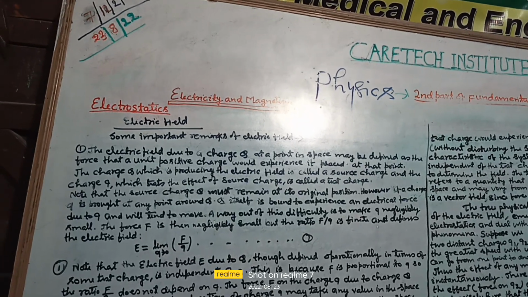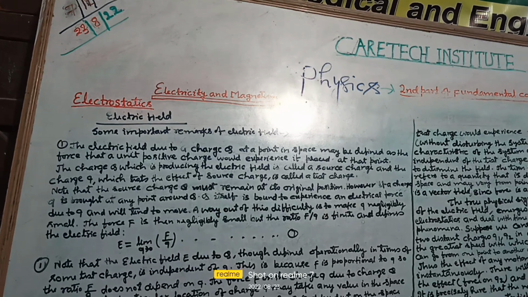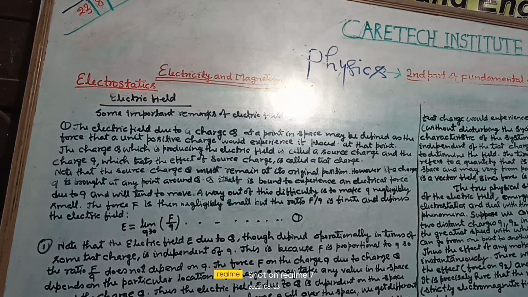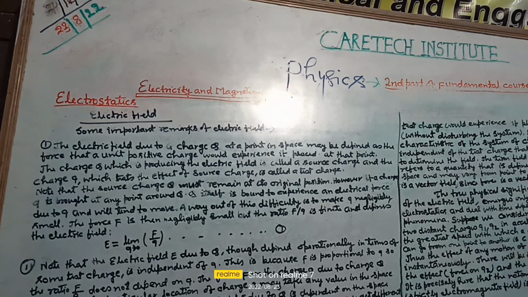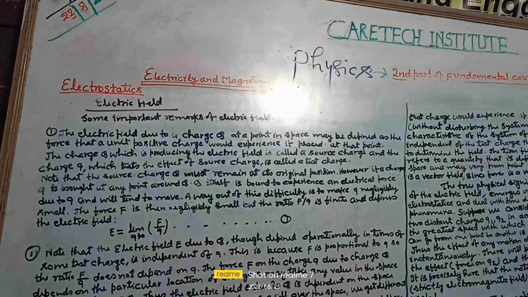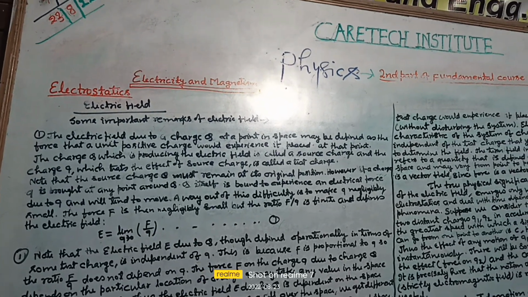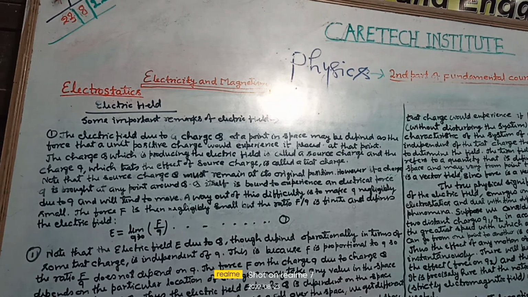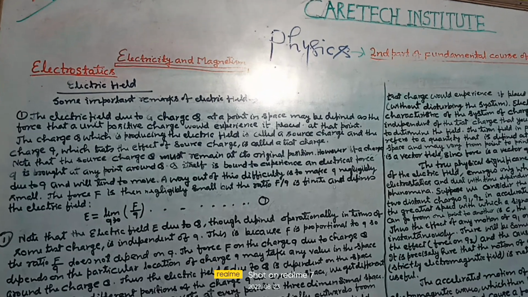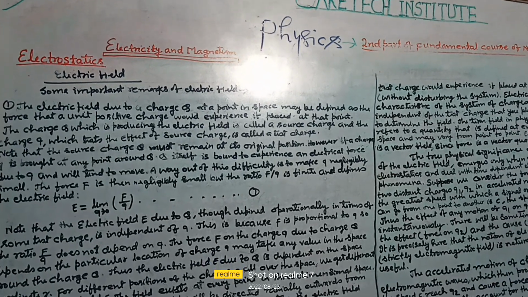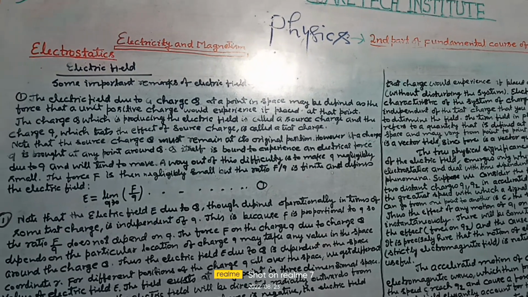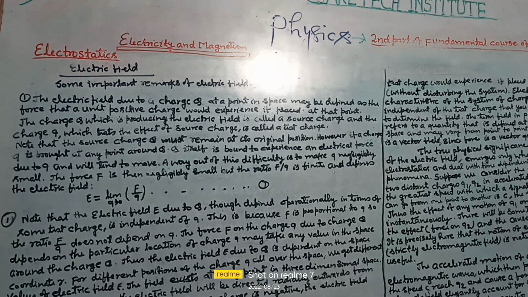The charge Q which is producing the electric field is called a source charge, and the charge q which tests the effect of source charge is called a test charge. Note that the source charge Q must remain at its original position. However, if a charge q is brought at any point around Q, it is bound to experience an electrical force due to Q and will tend to move.